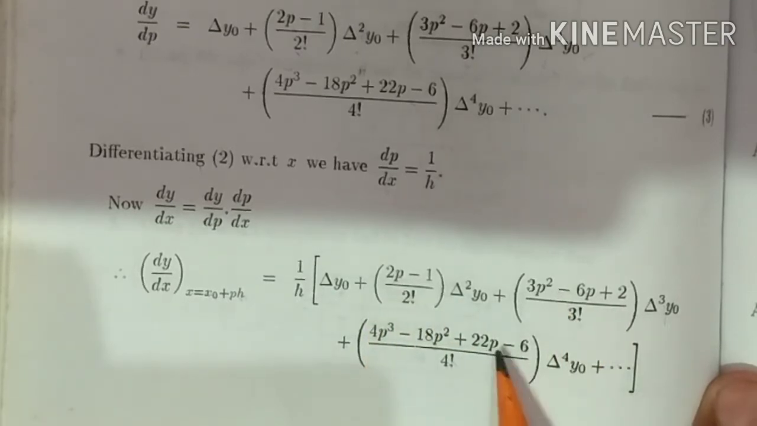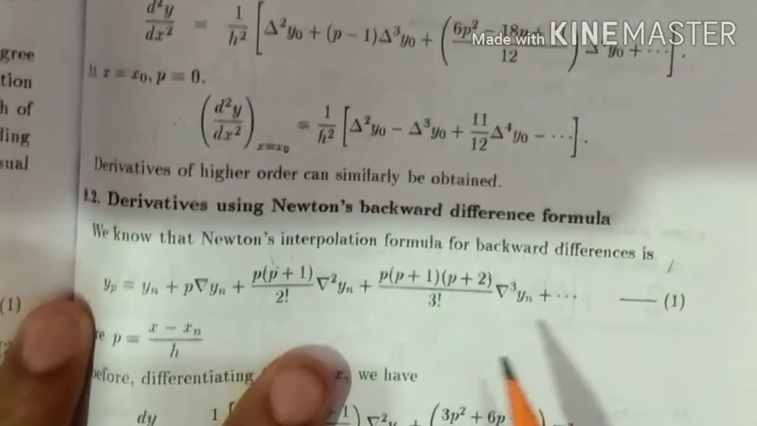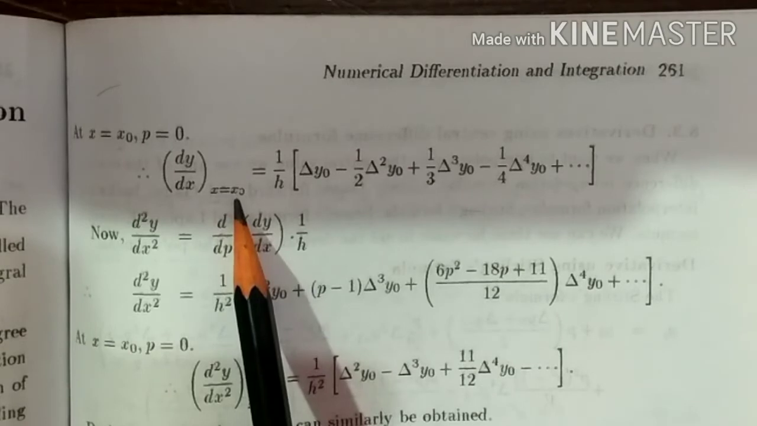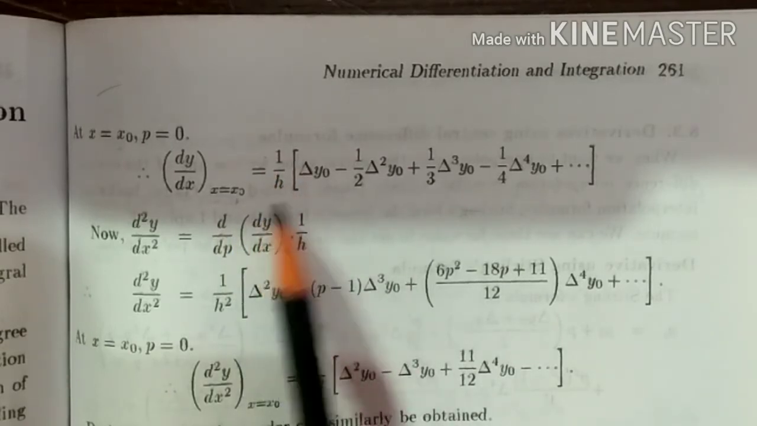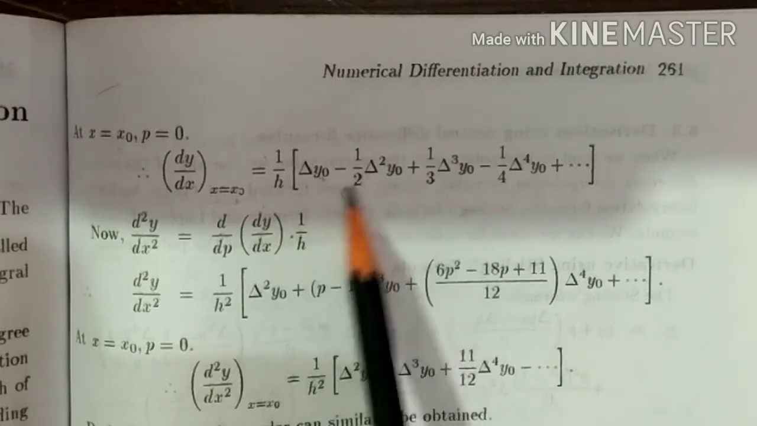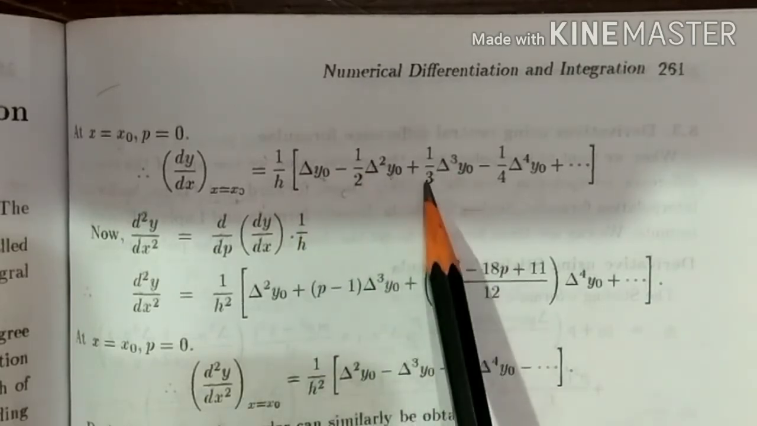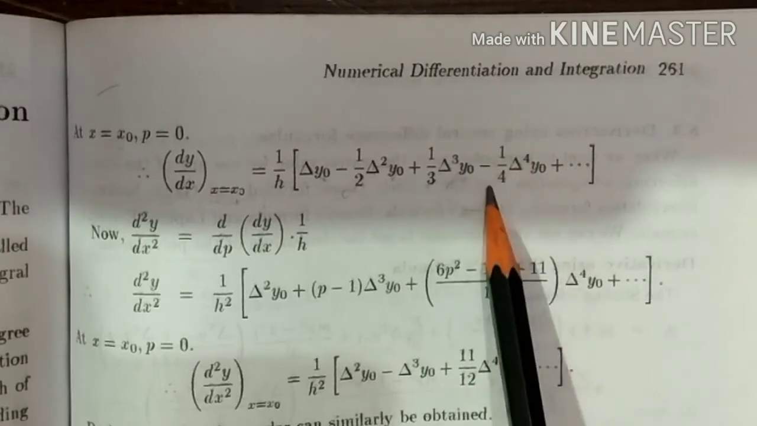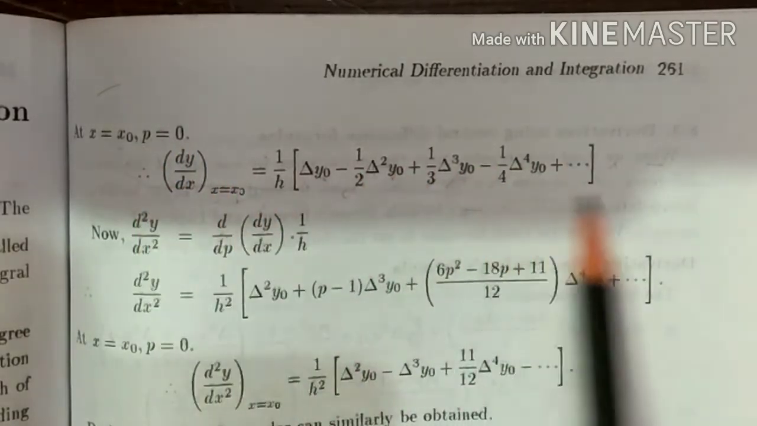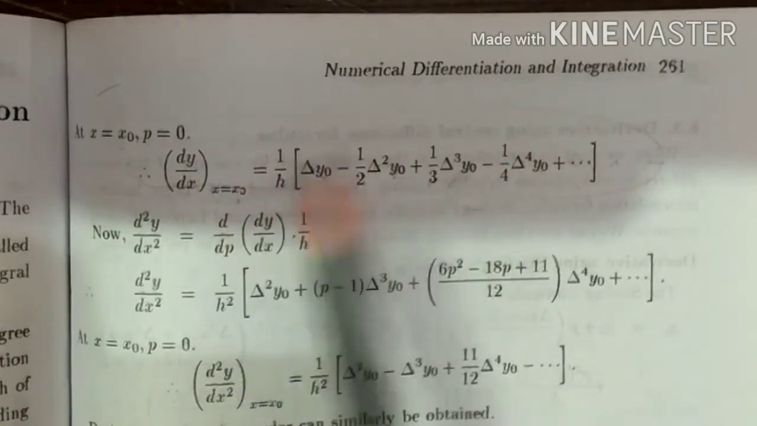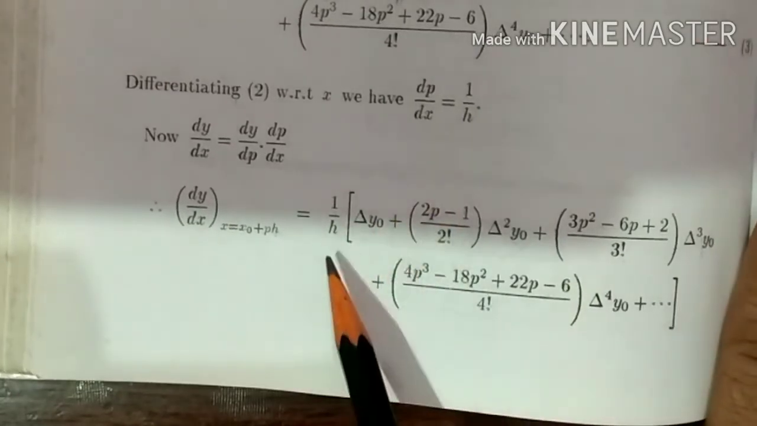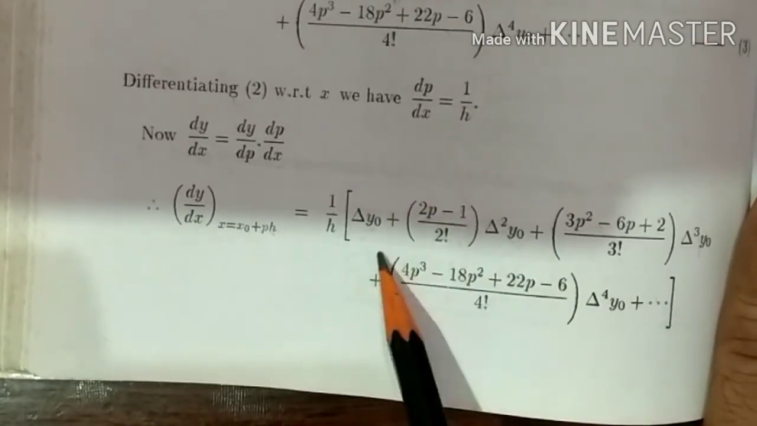So if all the p terms are 0, then dy upon dx at x equal to x0 becomes 1 by h, delta y0 minus half delta square y0 plus 1 by 3 delta cube y0 minus 1 by 4 delta fourth y0, like this you will find here. This is called the first order derivative at x equal to x0, and the earlier one is the first order derivative at x equal to x0 plus ph.